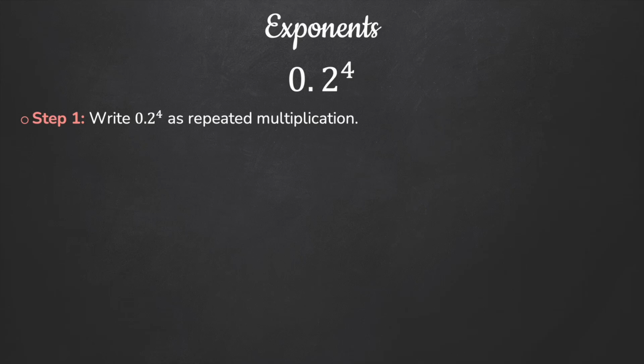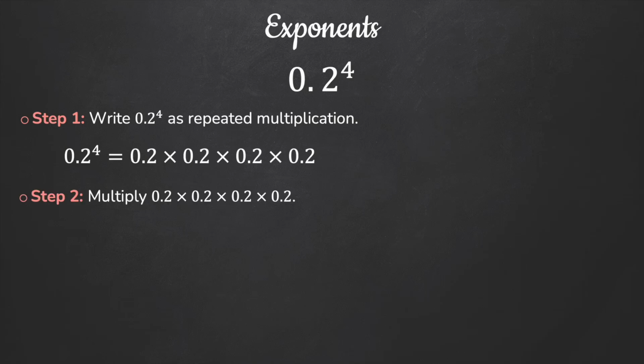In this case, our base is 2/10, which we'll use as a repeated factor 4 times because our exponent is 4. That means that 2/10 to the power of 4 is equal to 2/10 times 2/10 times 2/10 times 2/10. Then, in order to evaluate, we're going to go ahead and multiply.